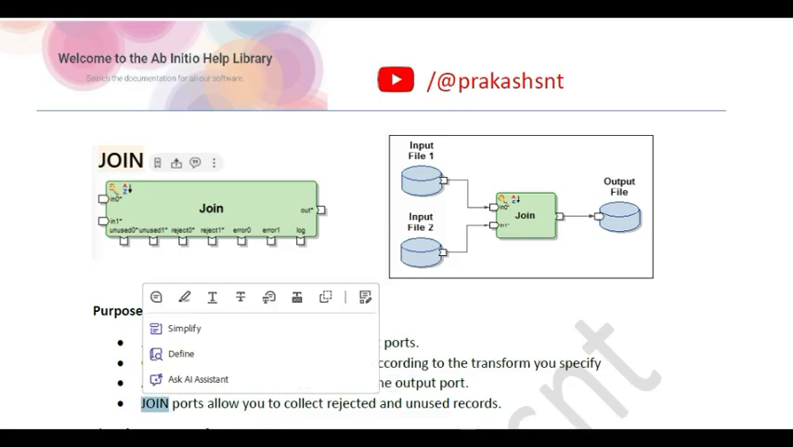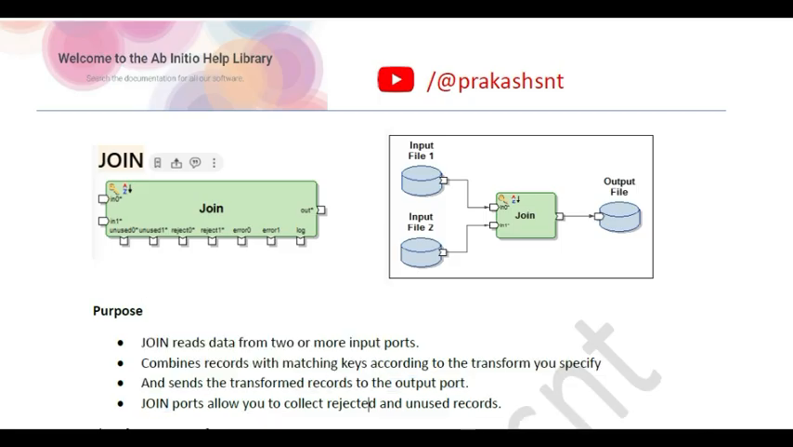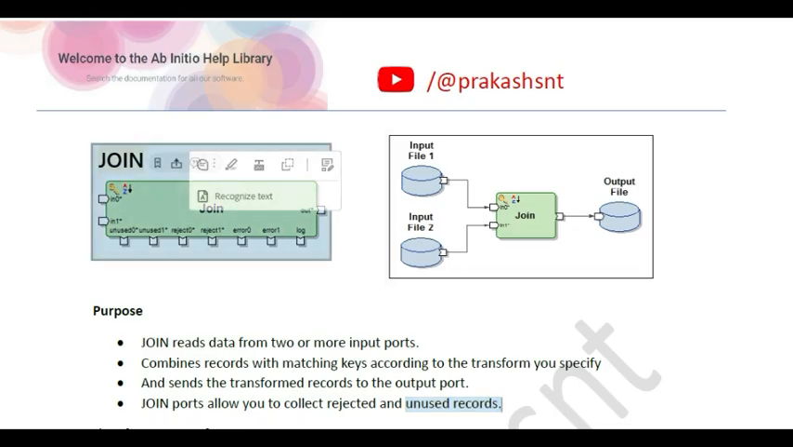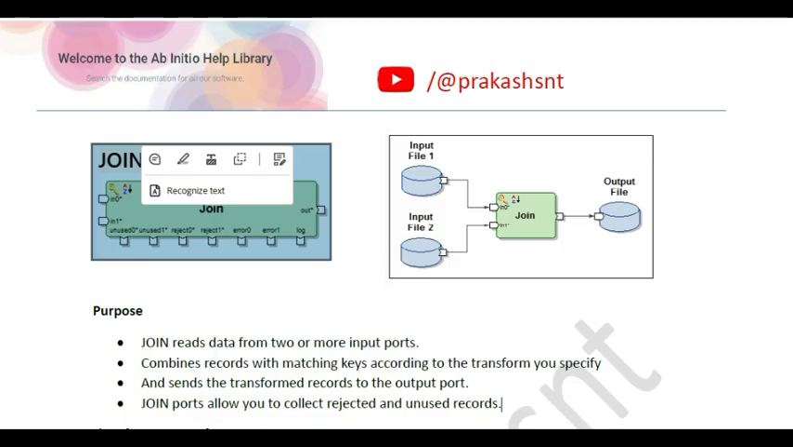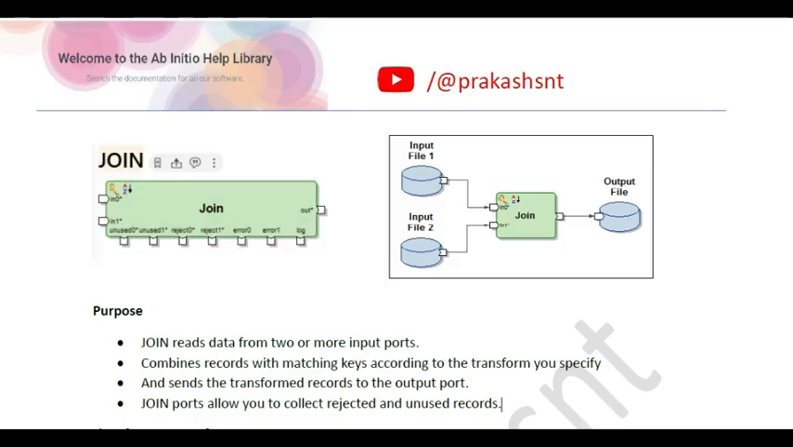Okay, so the join component allows you to collect some reject data and unused data. In this picture we can see that we have two input ports and one output port. Based on the input ports, your unused ports, reject port, and error port will increase. Whatever data is not matching based on the key, those unused records will be sent to unused 0 and unused 1. If any rejection happens during the transform, then it will be sent to your reject port.